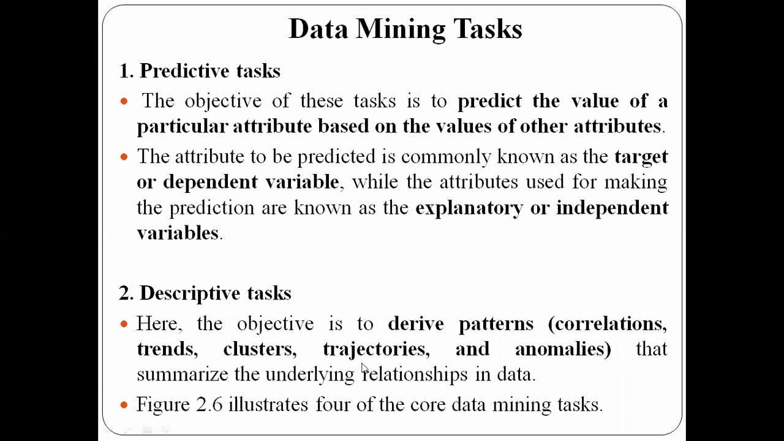So the main objective in the descriptive task is to find or derive some patterns. Patterns can be in the form of correlations. Correlations are nothing but frequent items. I'll give you an example later and you'll understand it. Such frequent items are called correlations here, and then we will have trends, and then clusters, and then trajectories, and then anomalies.